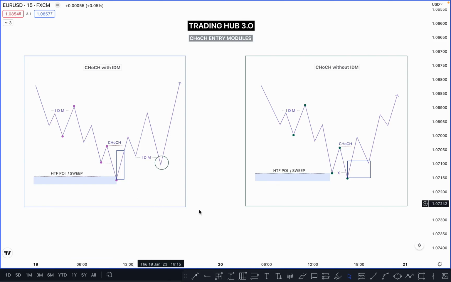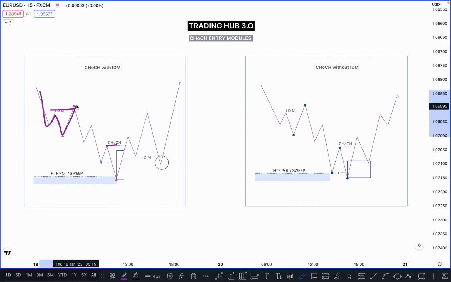And then what happens here? A similar thing happens: the market breaks the first high. This is called a change of character, not inducement. This one is our inducement because the market did not tap any PD zone here. So that's why this is inducement.